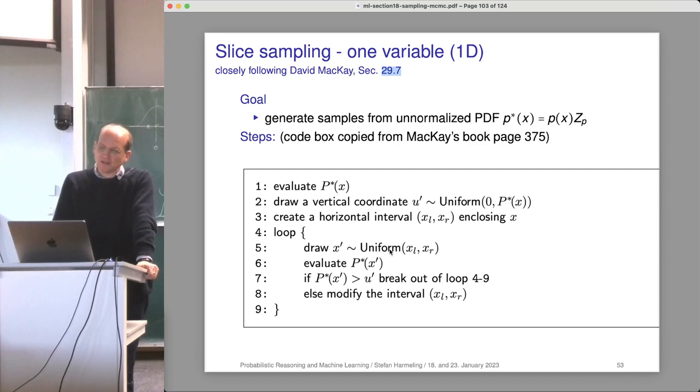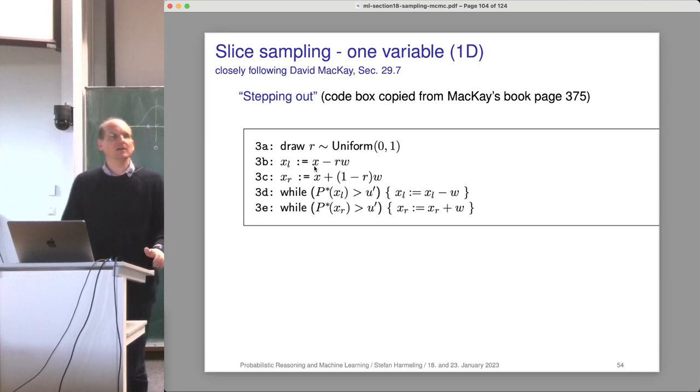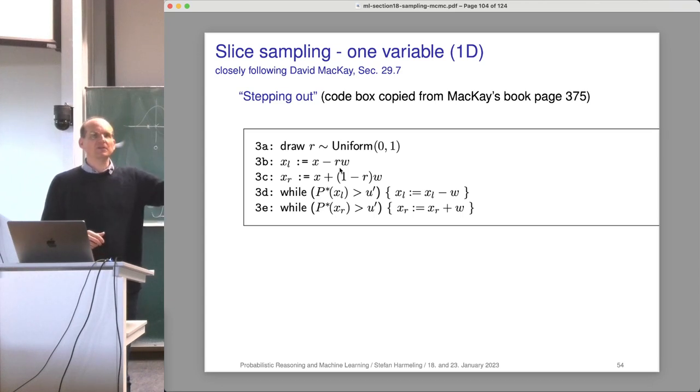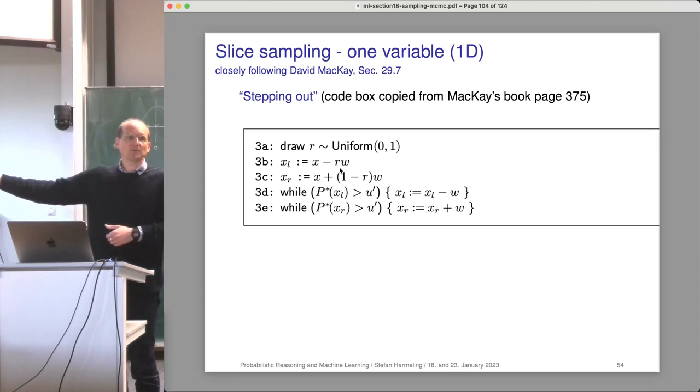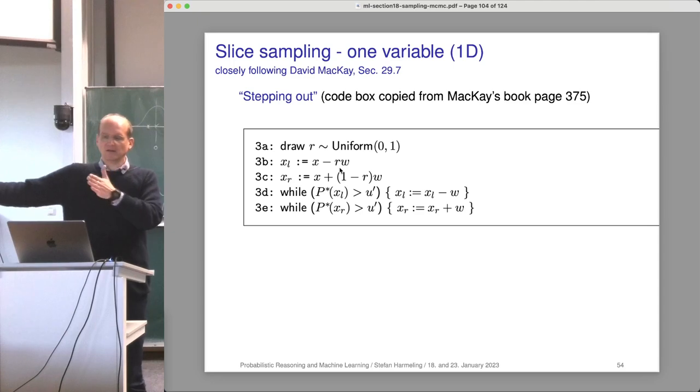So here are two steps to make it more clear. The first one is, how do I create the horizontal interval in a clever way? And then how do I modify the interval if I jumped outside? For increasing the size, again, this is code copied from MacKay. Basically, I'm generating a random number from 0 to 1. And then I'm just going a step to the left and a step to the right. So suppose my random number is 0.3. Then I'm going step size times 0.3 to the left and step size times 0.7 to the right. This is giving me a random interval around where I am. So the interval could be quite variable.